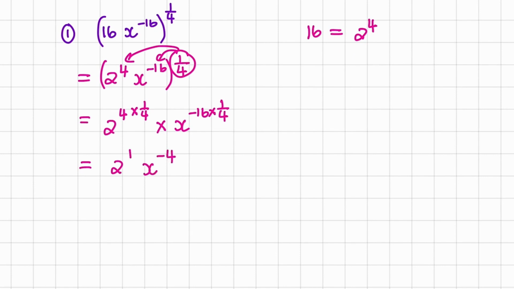But in algebra, we always want to leave our answers as positive exponents. So I'm using the rule where I can rewrite x to the power of minus 4 as 1 over x to the power of 4.